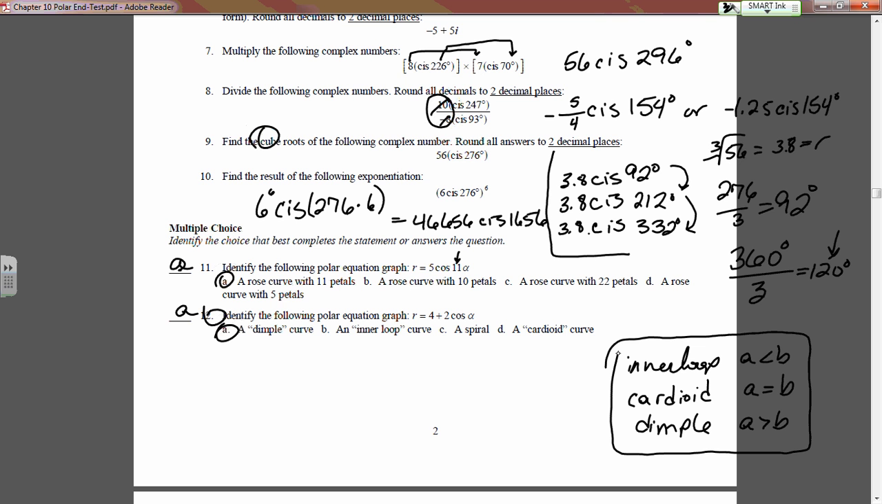So this has been your polar coordinate test review. You can feel free to watch this as many times as you need to. And make sure when you come to class tomorrow, you're ready to take the exam. See you tomorrow.